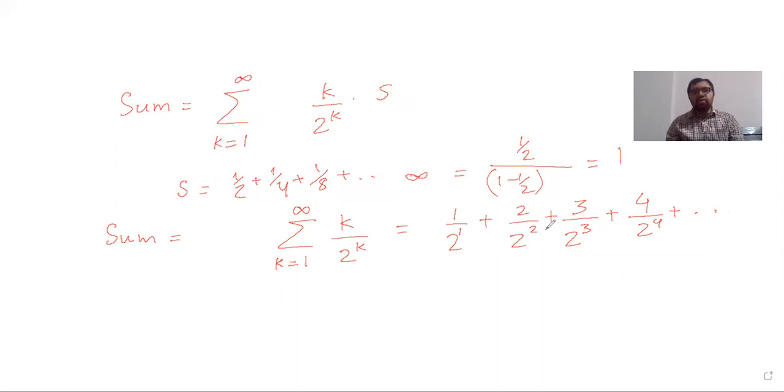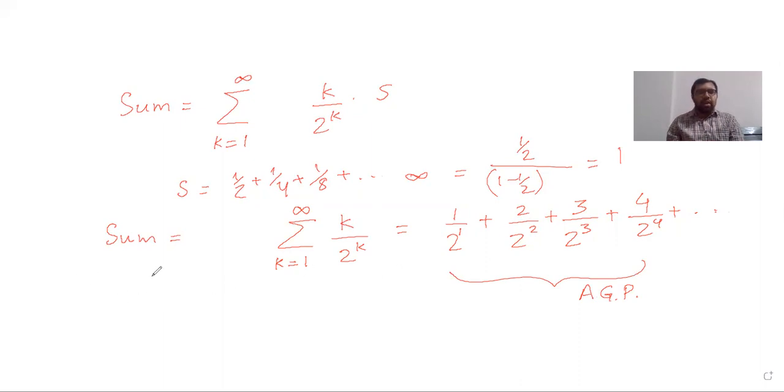So 2 raised to 1, 2 square, 2 cube, 2 raised to 4. If you just focus on the denominators, this is behaving as a GP because every time the denominator is getting multiplied by 2. So 2 here, 4 here, 8 here, 16 here, and like that. When you have a combination of AP and GP, this type of series is called AGP, arithmetico-geometric progression.